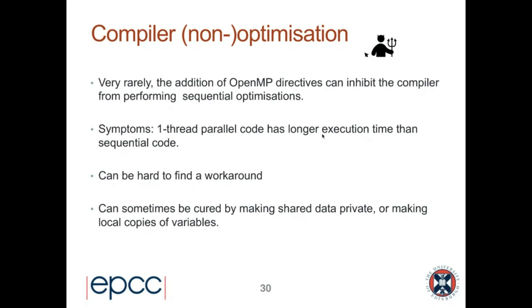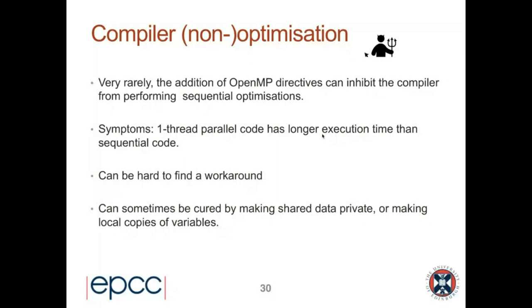Okay, so I said I would mention the sixth and a half thing right at the very end. So this is it. It's compiler optimization problems. This happens extremely rarely these days because OpenMP compilers are typically quite mature and have been well debugged. But very rarely, what can happen is that adding OpenMP directives inhibits the compiler from performing its normal sequential optimizations.